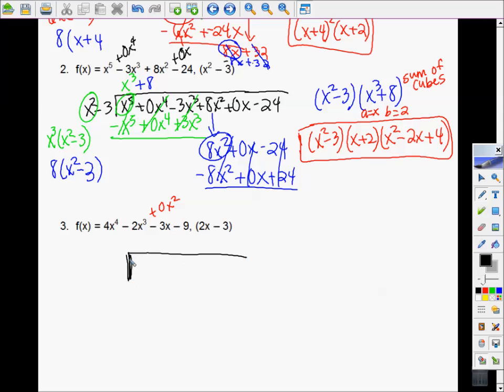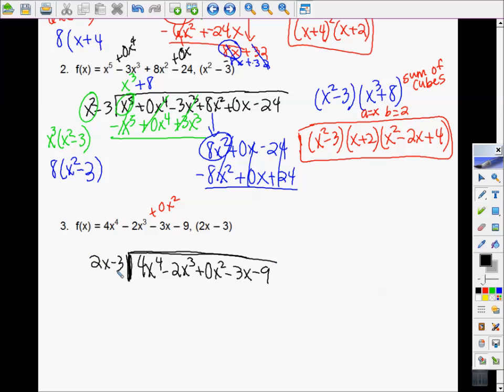Sorry, that looks like a square root symbol. It's not. So I have 4x to the 4 minus 2x cubed plus 0x squared minus 3x minus 9. And I want to test to see if 2x minus 3 is a factor.